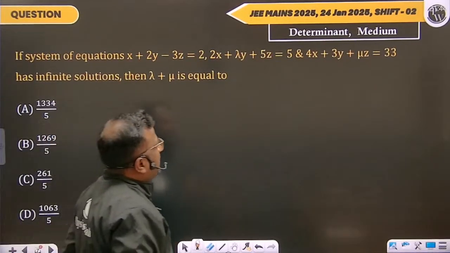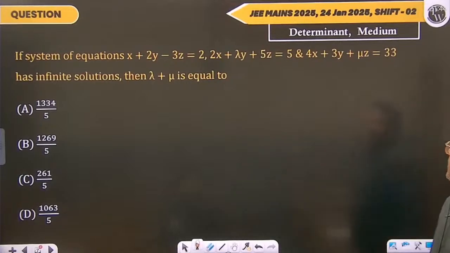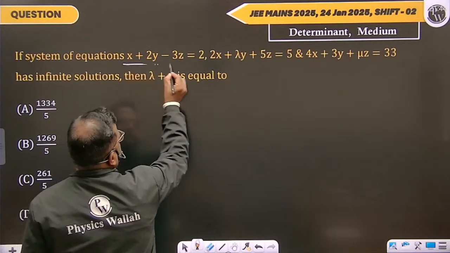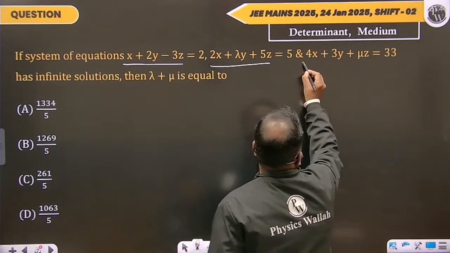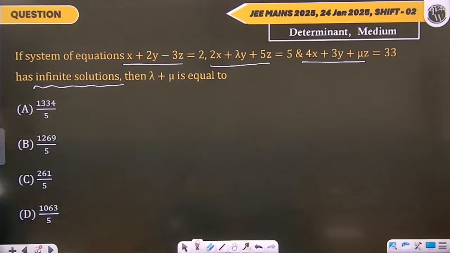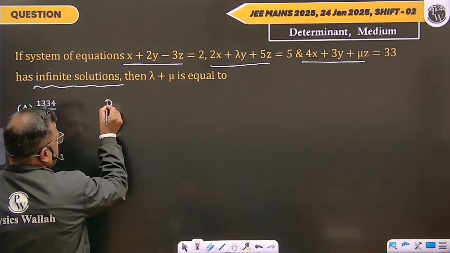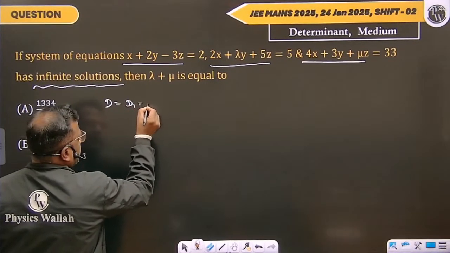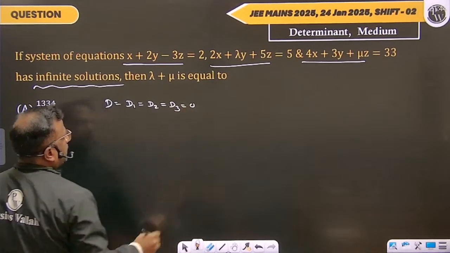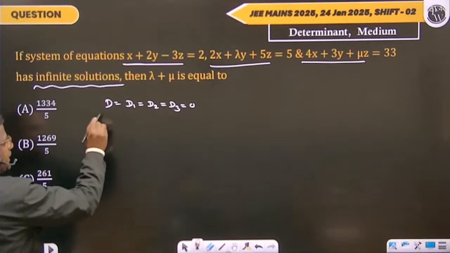Everyone knows this question belongs to determinants. It is a medium question because you have to solve it and it is lengthy. Now there are three linear equations which have infinite solutions. What should be the condition for infinite solutions? D equal to D1 equal to D2 equal to D3 equal to 0. First we take D equal to 0.